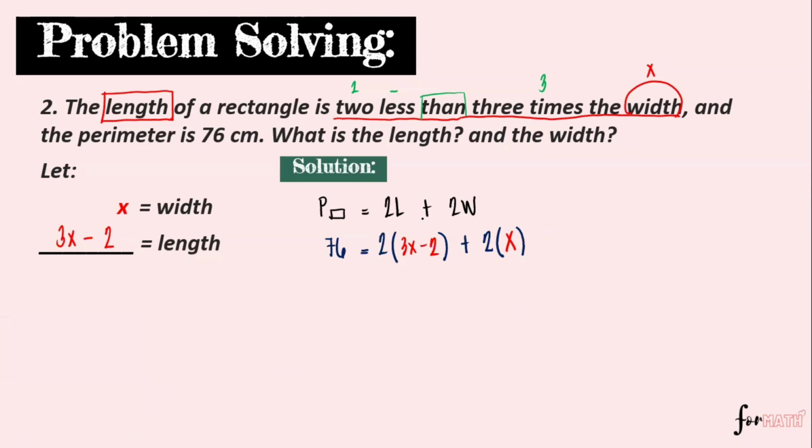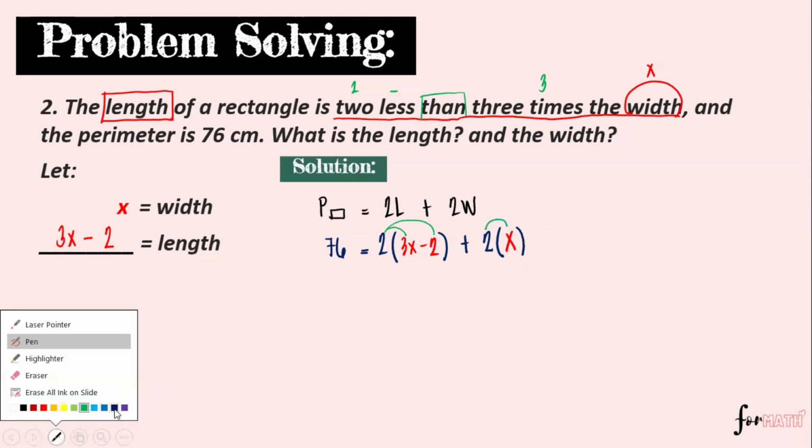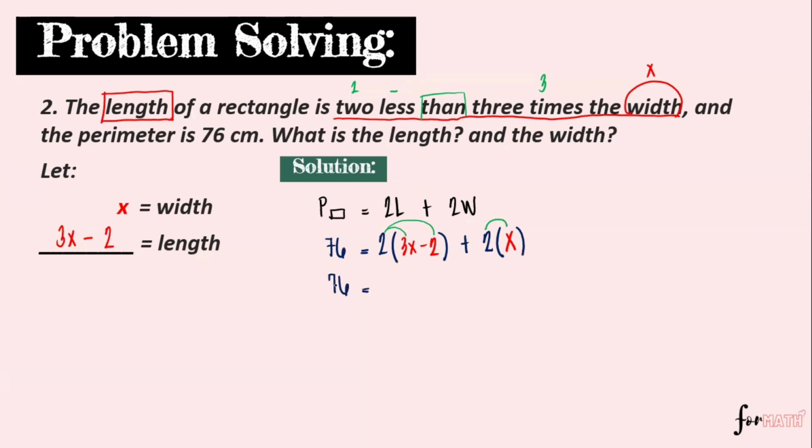So, in this case, to solve for x, as you can see, we can distribute 2 to the 3x and to the 2, and then 2 to the x. Just multiply. So you have 76 equals 2 times 3, so you have 6, copy x. 2 times 2, you have 4. Since it's minus, we have minus 4 plus 2x. And then combine like terms. We combine this 6x and this 2x, because they have the same variable and the same exponent.